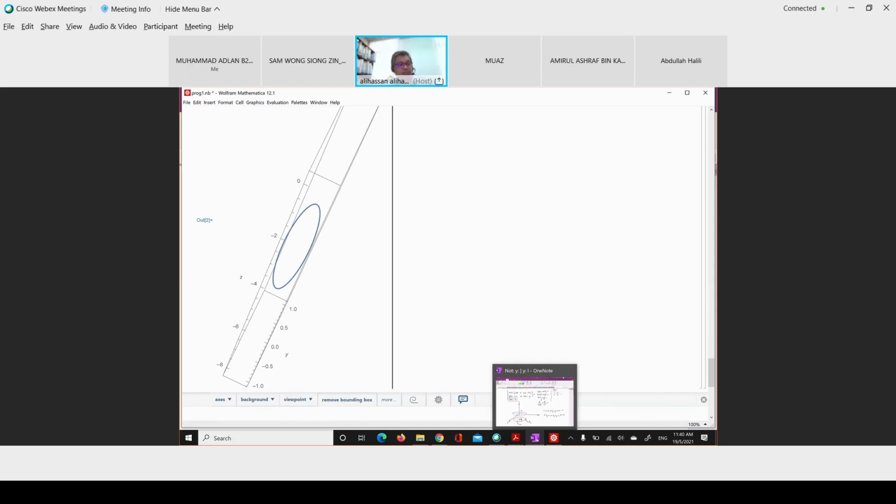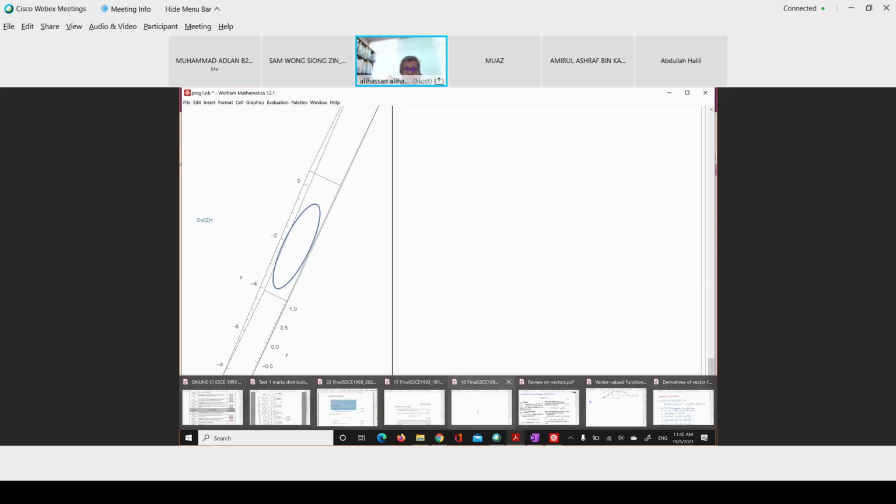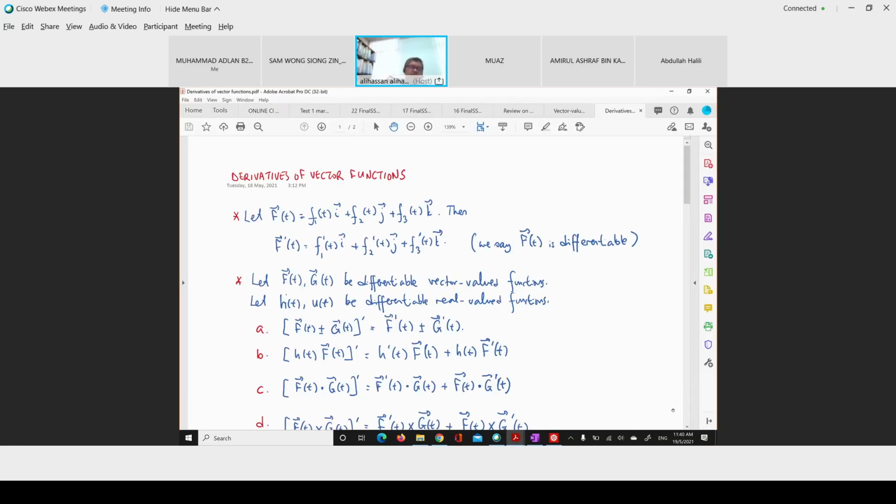All right. So enough on vector curve sketching. Let's move on to a new topic on derivatives, derivatives of vector functions. So later on we will see the integrals of vector functions.